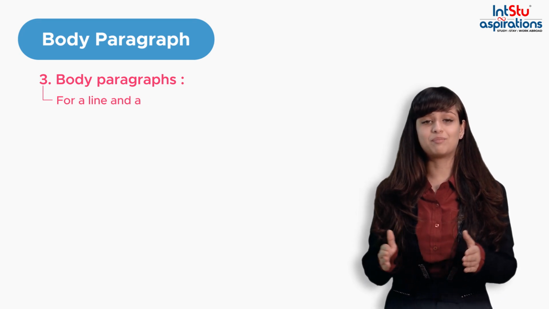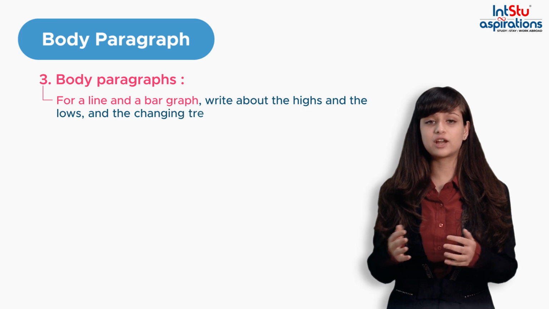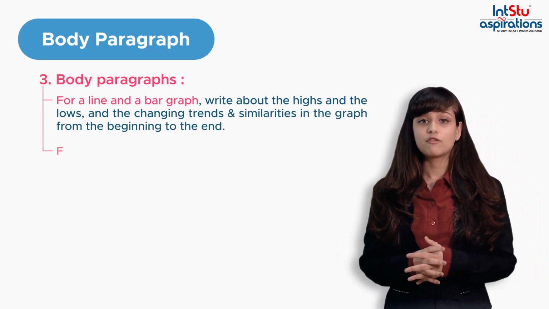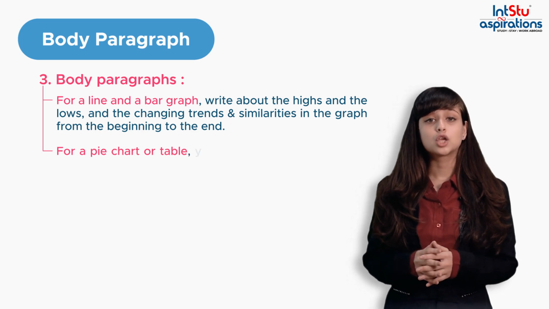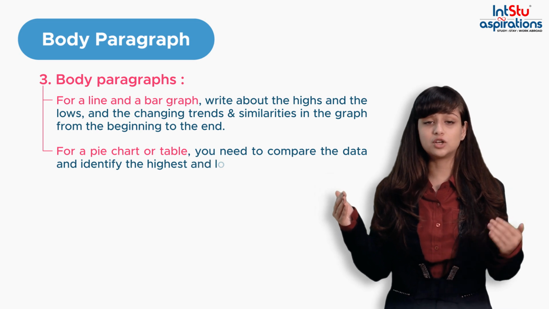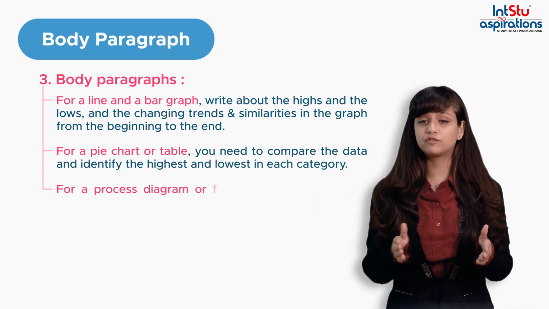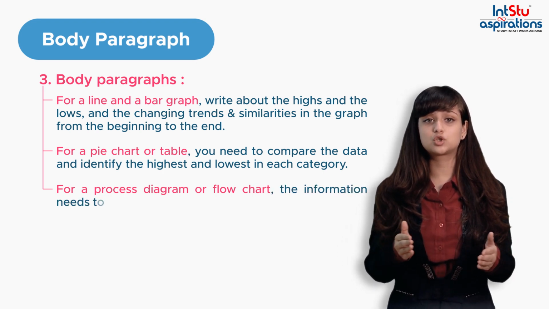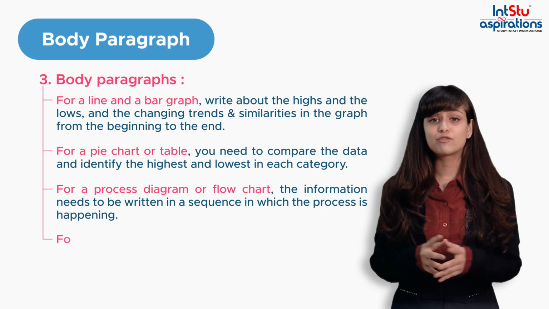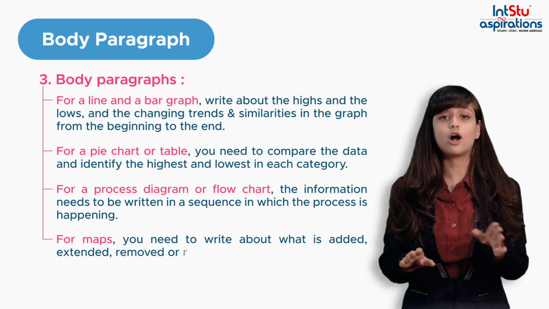For a line and a bar graph, write about the highs and the lows and the changing trends and similarities in the graph from the beginning to the end. For a pie chart or table, you need to compare the data and identify the highest and the lowest in each category. However, for a process diagram or flow chart, the information needs to be written in the sequence in which the process is happening. For maps, you need to write about what is added, extended, removed or replaced.